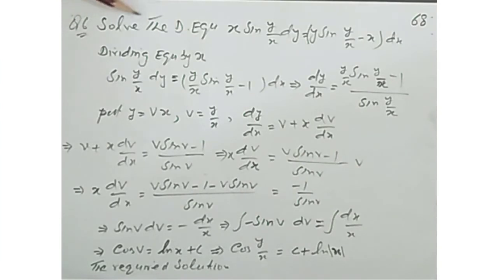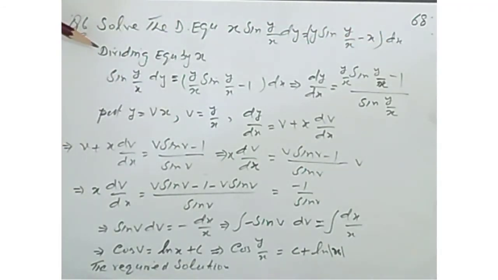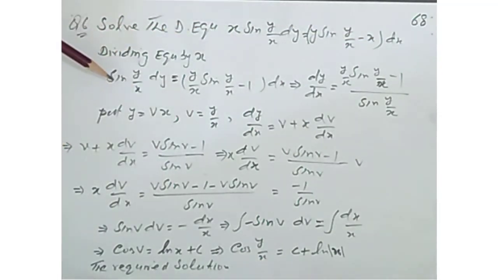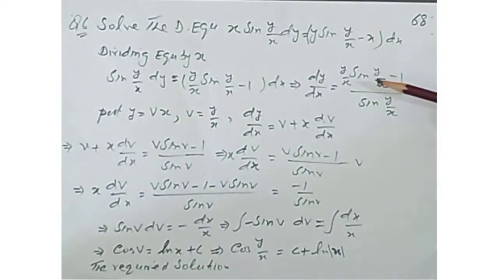Question number 6, solve the differential equation x sin(y by x) dy equal to (y sin(y by x) minus x) dx. Dividing this equation by x, we have sin(y by x) dy equal to (y over x sin(y by x) minus 1) dx, and this is dy by dx equal to (y by x sin(y by x) minus 1) divided by sin(y over x).